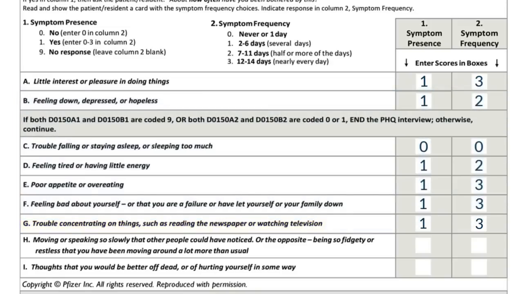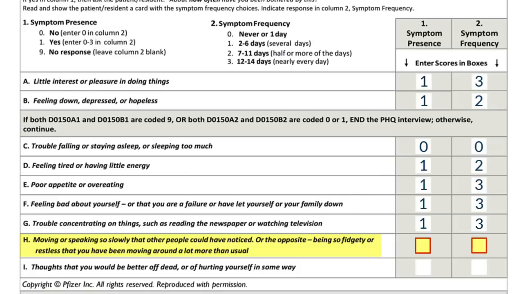How would you code Ms. Swanson's symptom presence for D0150H1, moving or speaking so slowly that other people could have noticed, or the opposite, being so fidgety or restless that you have been moving around a lot more than usual? How would you code symptom frequency for D0150H2?